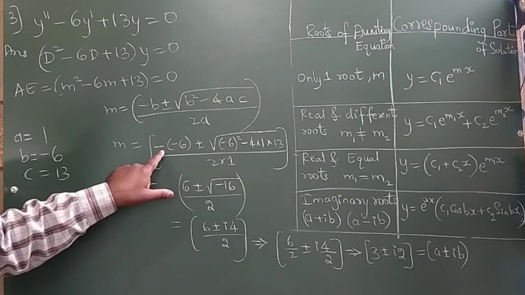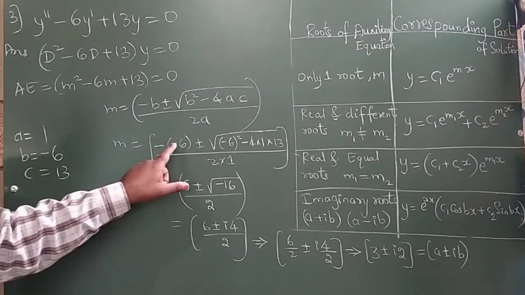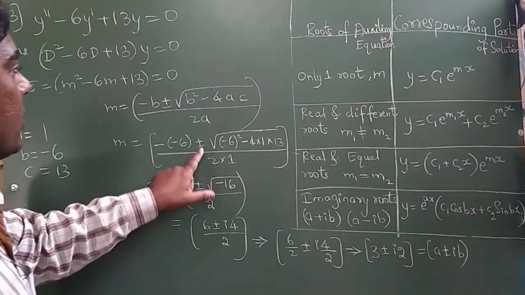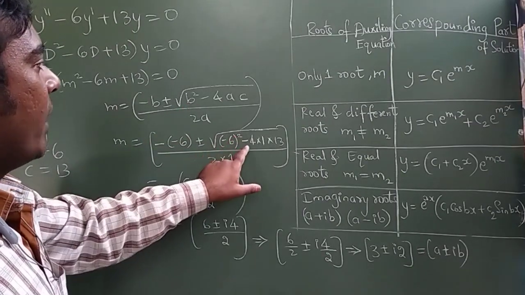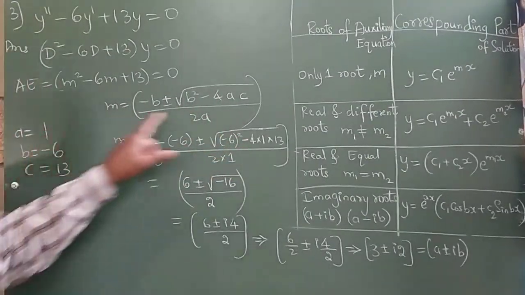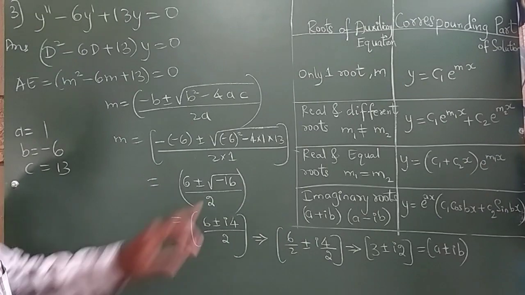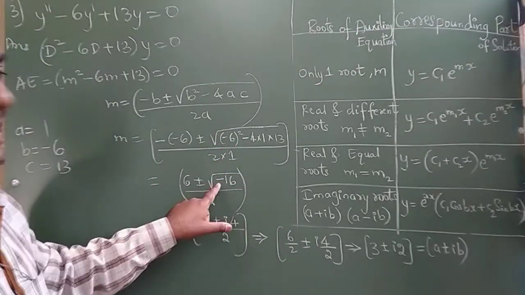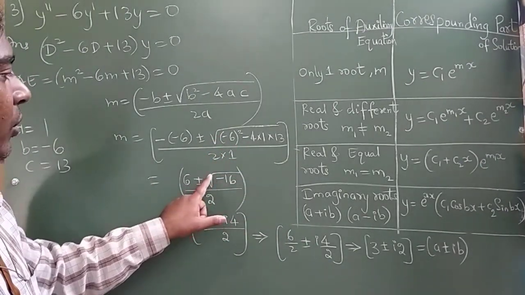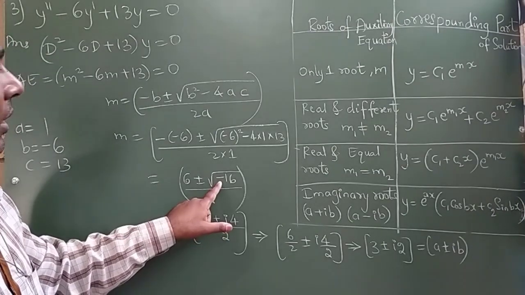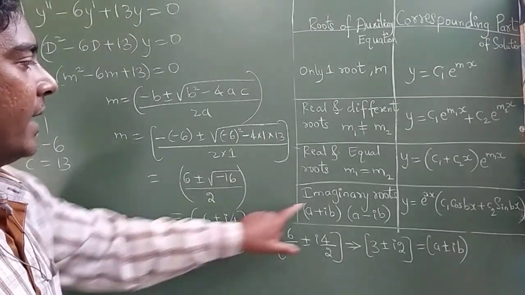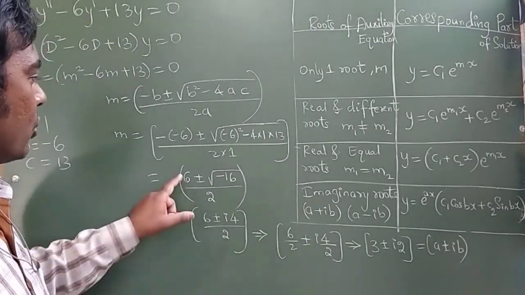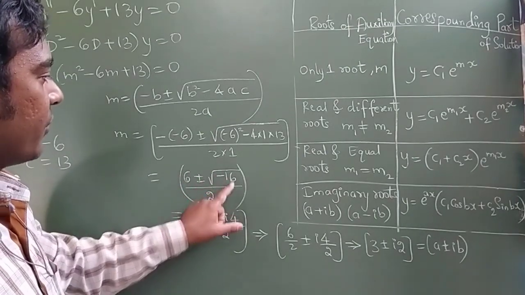So minus, and b value is minus 6, so minus of minus 6. Plus or minus square root of b square, minus 6 square, minus 4, a value is 1 and c value is 13. 36 minus 52 is minus 16. As I have told you, whenever you get a minus in the square root, it will become i, and i is nothing but an imaginary root. So 6 upon 2, and square root of 16 is 4.